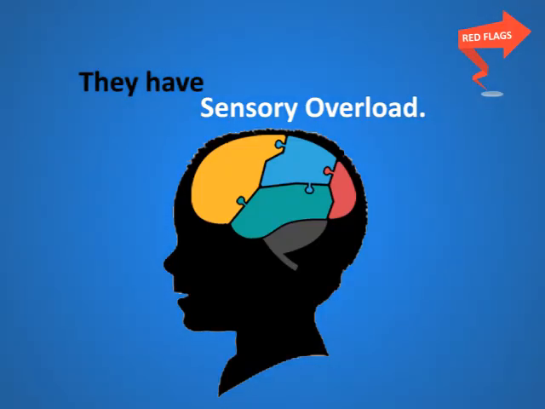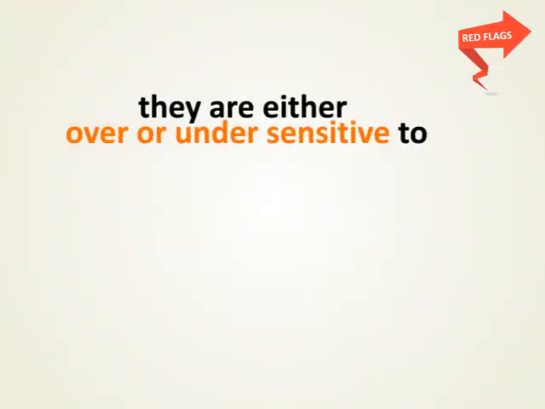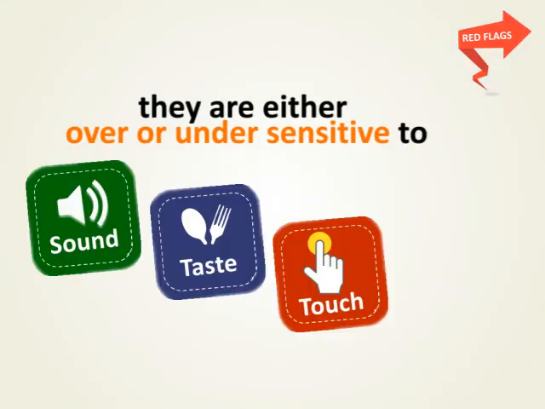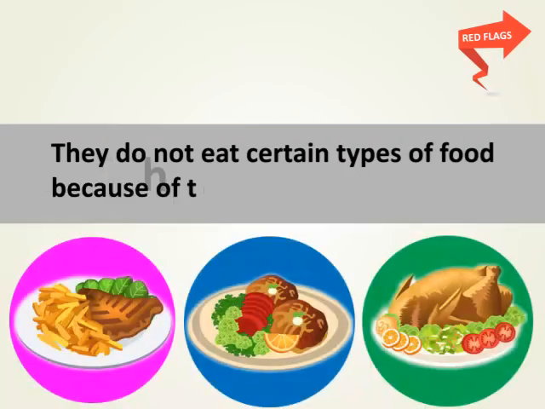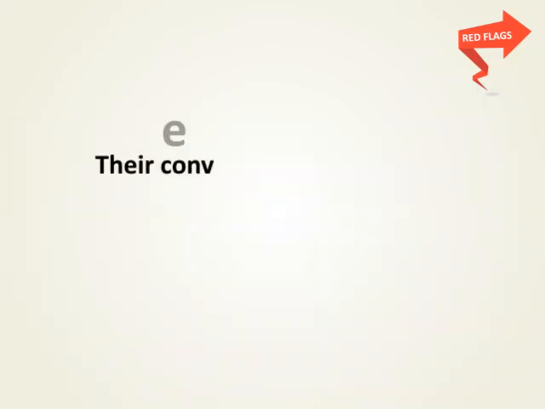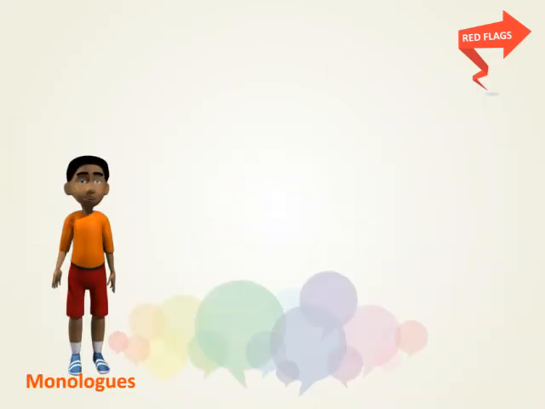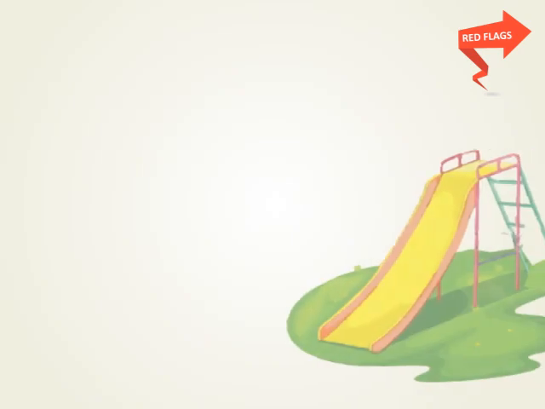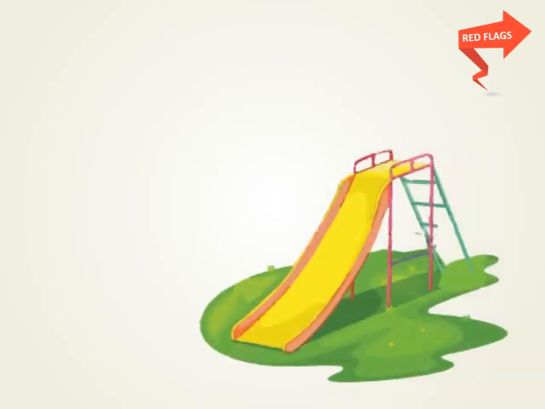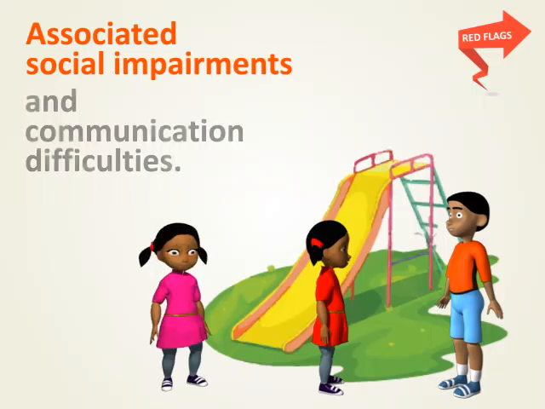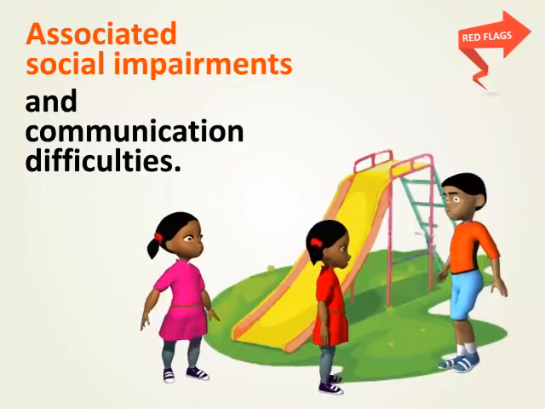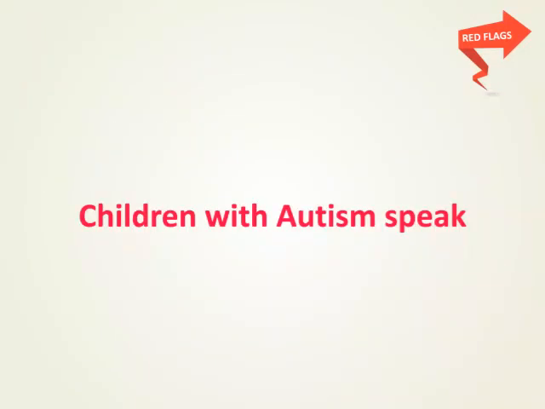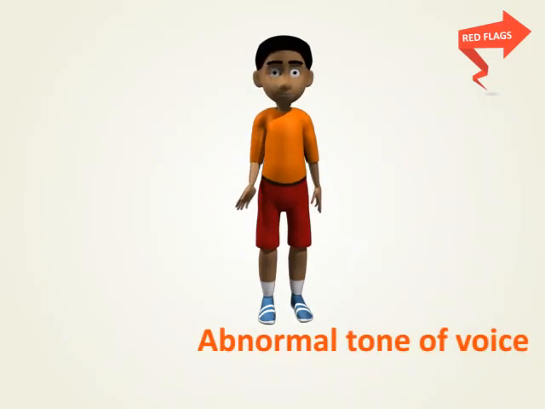They have sensory overload. They are either over or undersensitive to sound, taste, touch, or smell. They do not eat certain types of food because of the color or texture. Their conversations are usually one-sided. Most children with autism talk in monologues rather than engage in dialogues. It is often difficult for a child with autism to engage in play with other children because of associated social impairments and communication difficulties. Some children with autism speak in an abnormal tone of voice or with an odd rhythm or pitch.